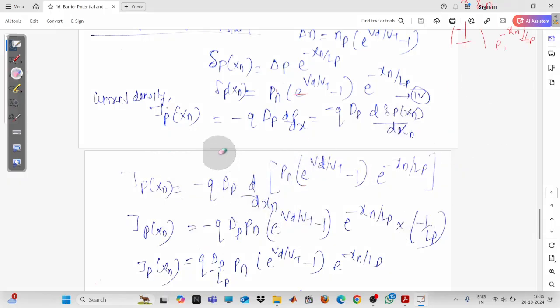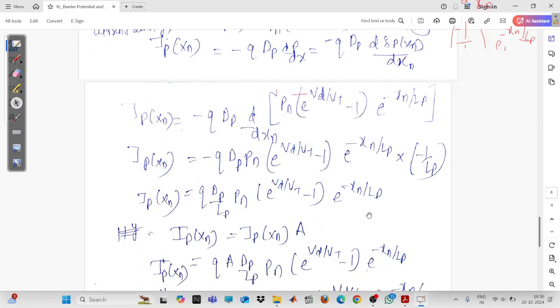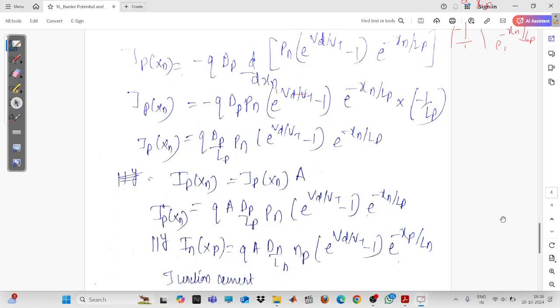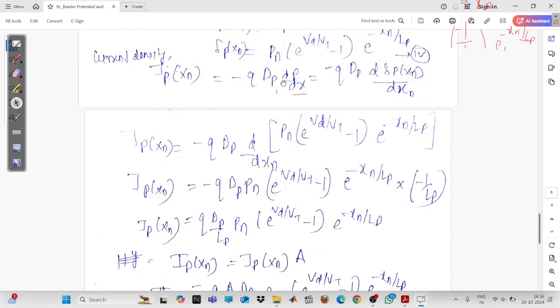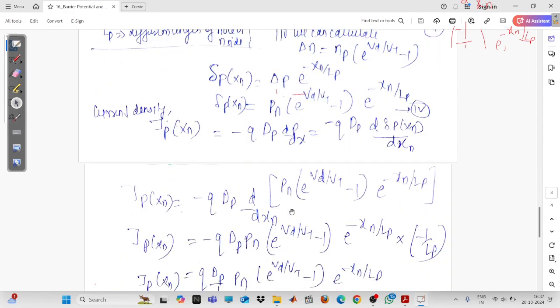Minus q into minus, minus minus gives plus, so we will have this equation. Now this is the current density. We want the current due to the holes which have diffused into the n-type semiconductor, because if you want the current to flow, the majority charge carriers, which are the holes in the p side, must move into the n-type. That's why we have to find the current due to diffusion.